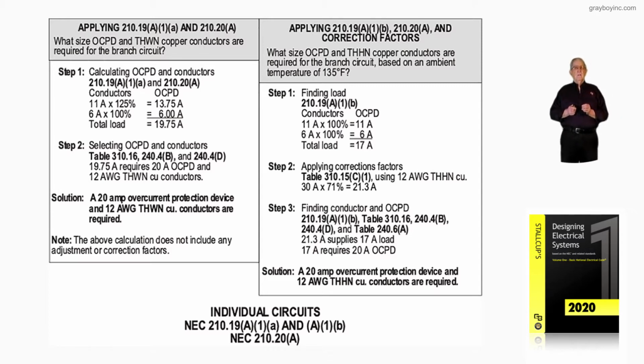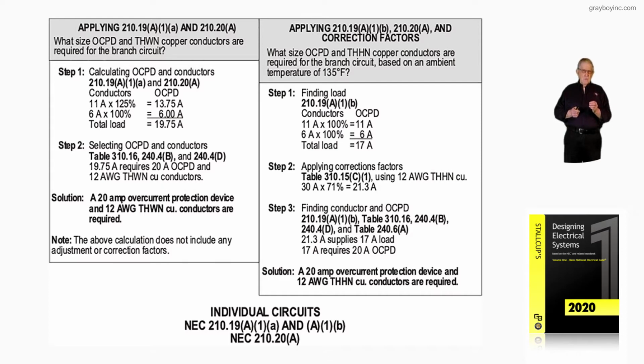Step one, we have a question first though, so let's look at that. What size overcurrent device and THW copper conductors are required for the branch circuit? Now, step one, if we're sizing conductors, naturally we review 210.19(A)(1), and it would be the 125% rule for continuous duty because we have no adjustment or correction factors involved here. So we would take 11 amps at 125%, and we would come up with 13.75.